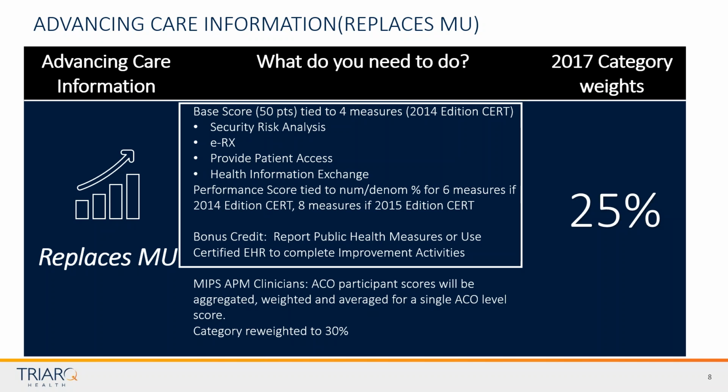your entire ACO. So if you're in an ACO, you want to make sure that the community is being well educated about how they are to be successful in the ACI category, because your score will be lumped in with theirs. Then that category is reweighted to 30% if you're an ACO participant, which makes you a MIPS APM clinician. Okay, but for the rest of us, this is a 25. This counts 25% towards my MIPS composite score.